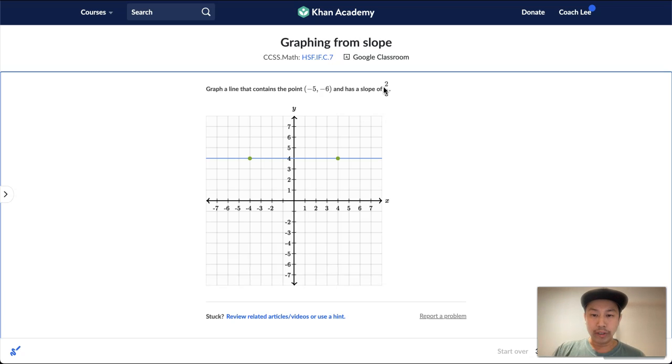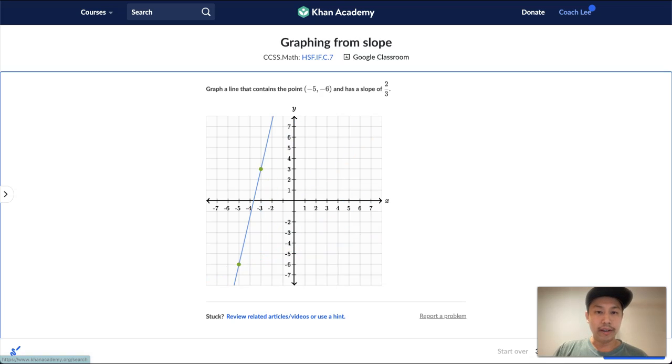So this slope is already written as a fraction. And we're going to start at the point -5, -6. So let's graph the -5, -6 first. That's all the way down here, right? -5, -6. So this point's established. I don't know where the line goes until I apply my slope.